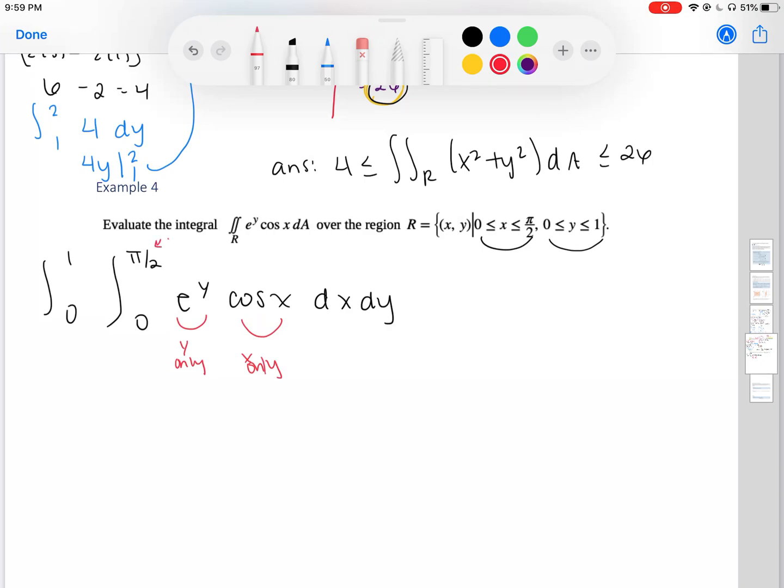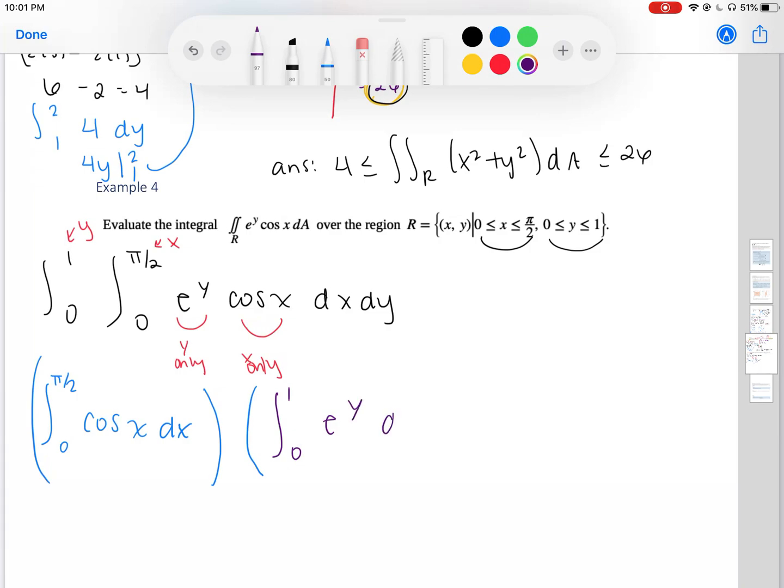Now recall, this one is your x's and this one is your y's, so that you don't make a silly mistake of confusing your bounds. So we can rewrite it to be, if we write x's first, cosine of x dx, and our appropriate bounds are pi over 2 and 0. And then for y, we have a bound of 1 to 0, and we use e to the y because that's our function for y, dy.